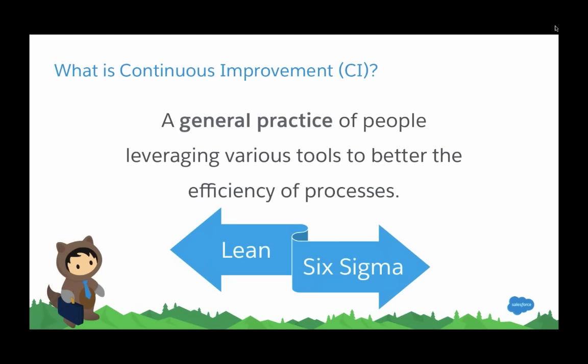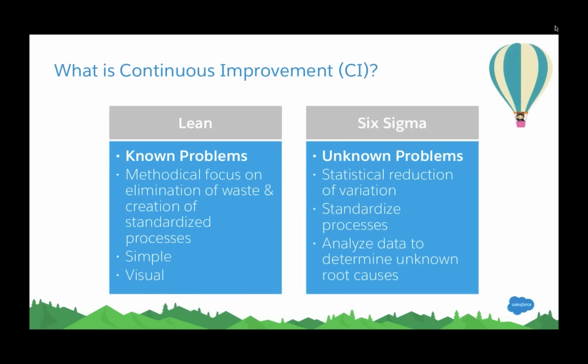So we're going to take a look at two different sides of this. On the one side, we've got lean, which is pretty simple, right? It's usually the tool that you'll pull out of your continuous improvement toolbox when you know what the problem is. You can look at the process overall and say, there's my bottleneck. You're going to pull out lean, right? It's a methodical focus on the elimination of waste and the creation of standardized processes. It's simple, it's visual, it's usually very quick to deploy. That's lean.